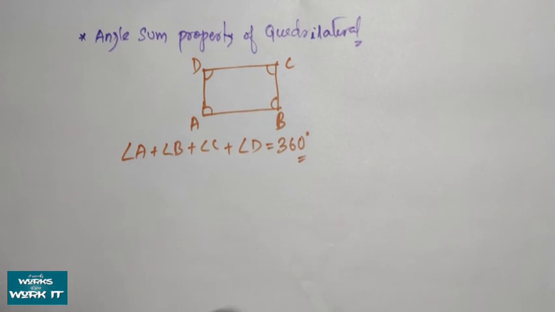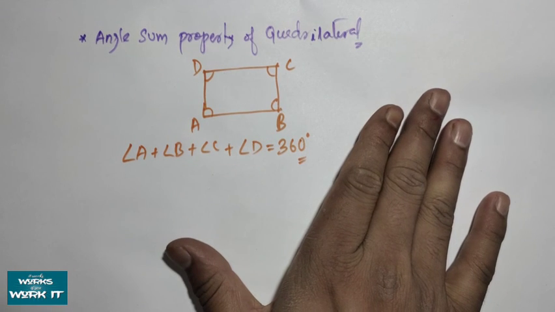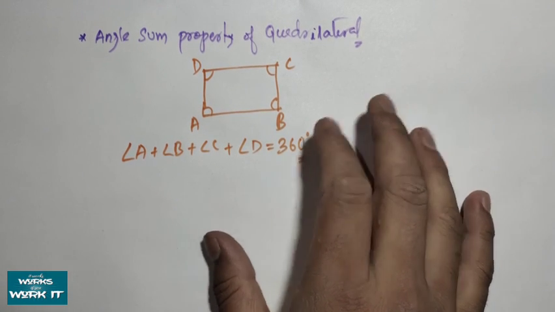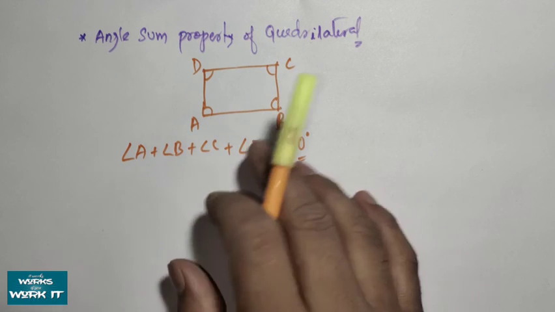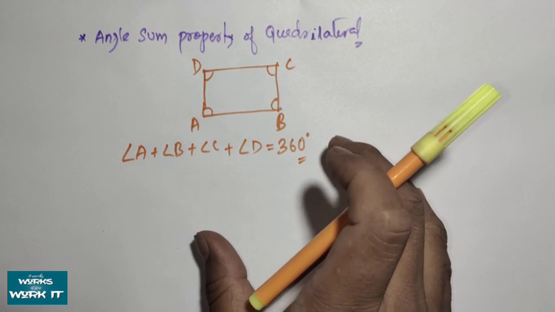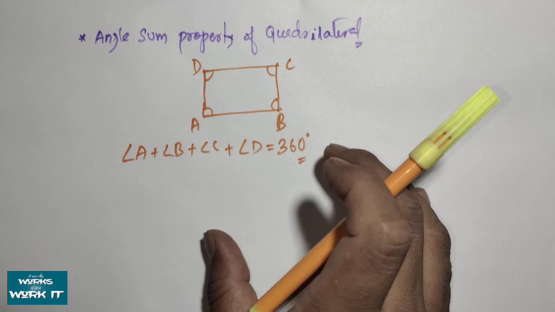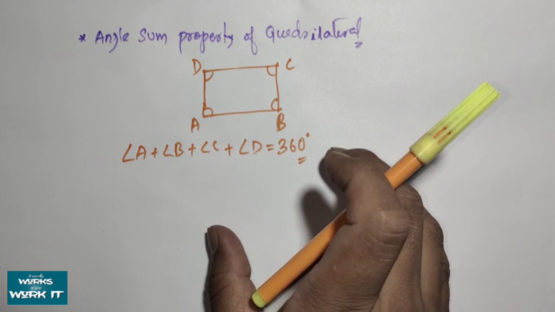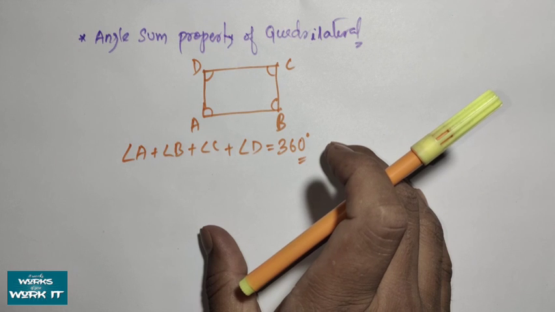So this much about the content of this video. We have discussed several types of quadrilateral. We have discussed the angle sum property of a quadrilateral. We have discussed the conditions where we can say that a given quadrilateral is a square, rhombus, rectangle, parallelogram, or trapezium.